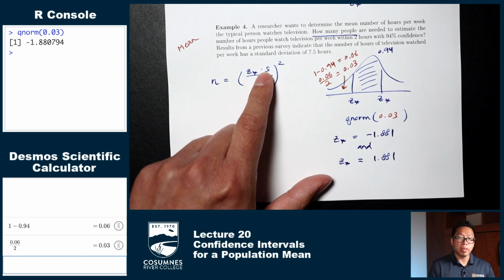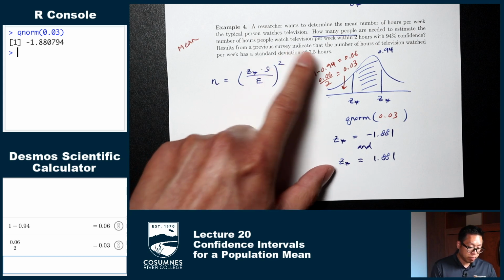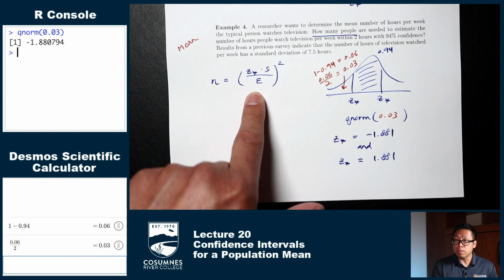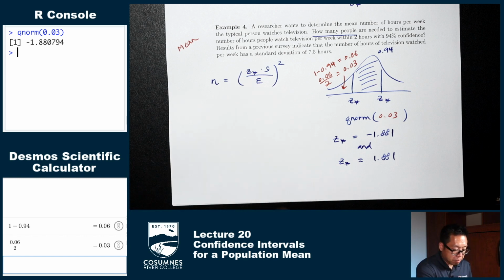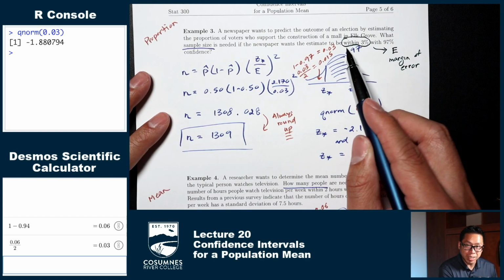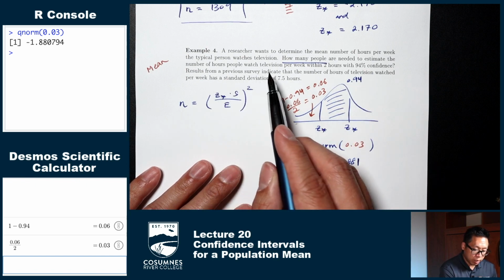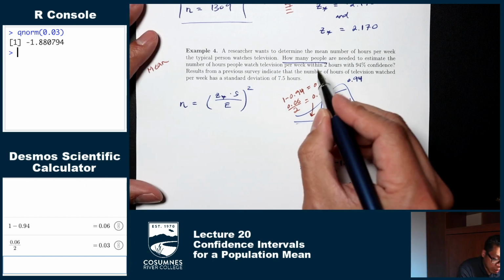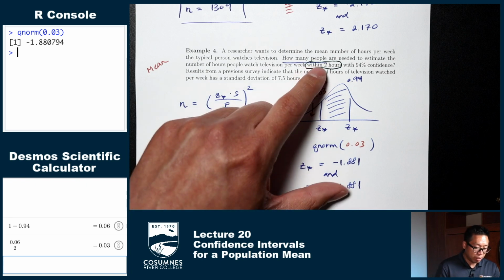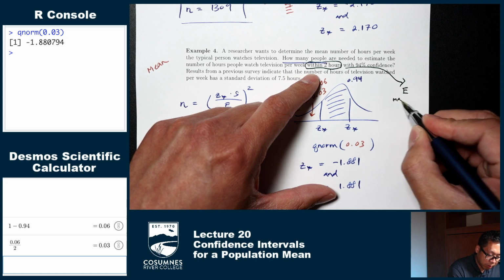But what about S? What does S stand for? S stands for the standard deviation, 7.5. So 7.5 can go in for S. E stands for the margin of error. So what is the margin of error? Just like in example 3, look for the word within something. They want to estimate the number of hours people watch TV within 2 hours. So within 2 hours is telling me the error that they're looking for. So within 2, this is going to be E, the margin of error.